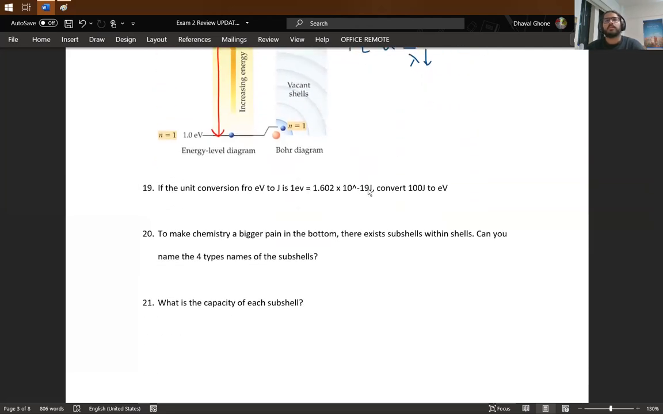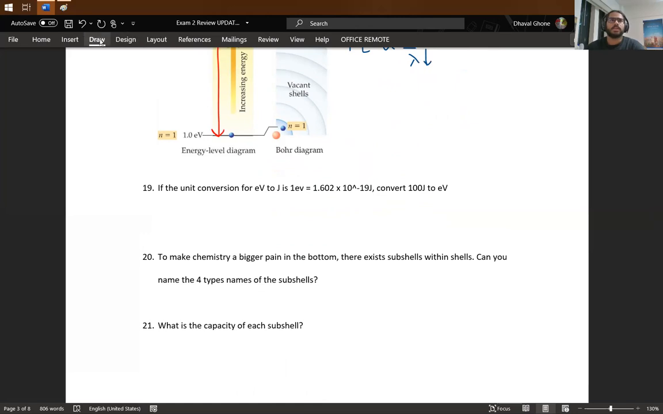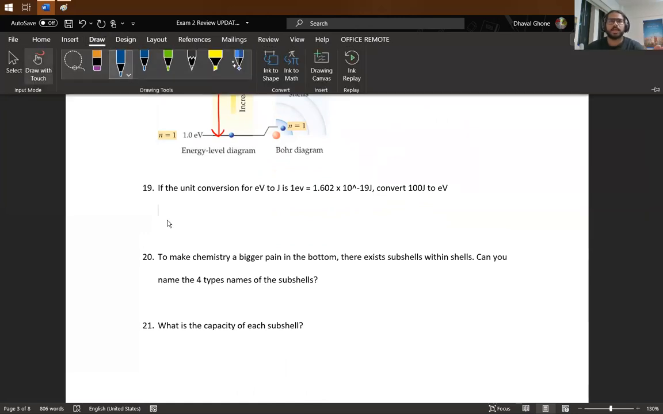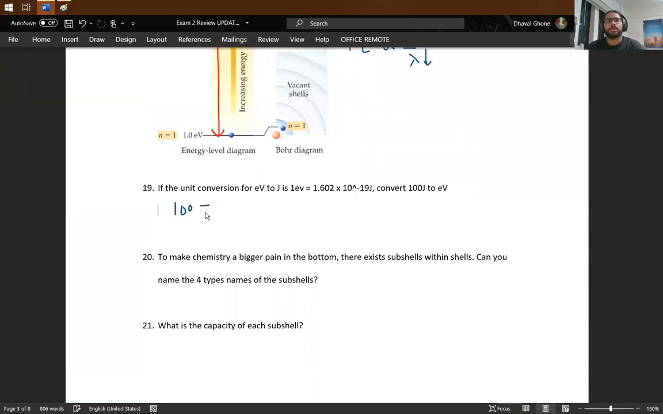Next question is, if the unit conversion for electron volts to joules is given by this conversion factor, convert 100 joules to electron volts. And this is a straightforward conversion. In essence, it's similar to converting from meters to nanometers. And so to convert this, I'll write 100 joules. I do not want joules. I want electron volts. And so it says 1 eV equals 1.602 times 10 to the power negative 19 joules.